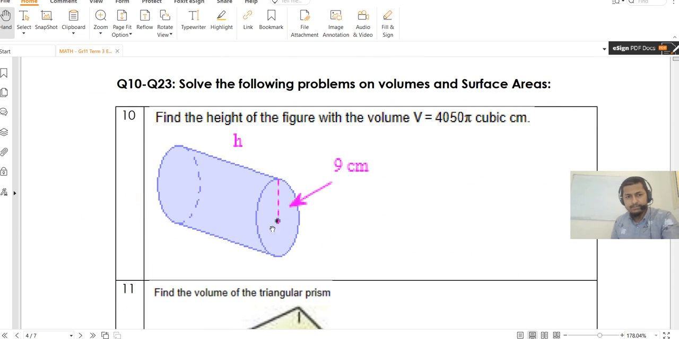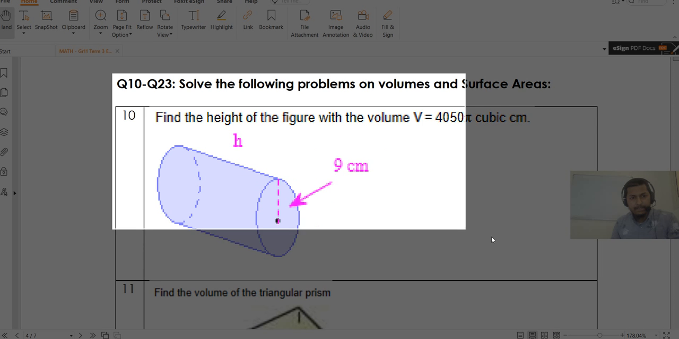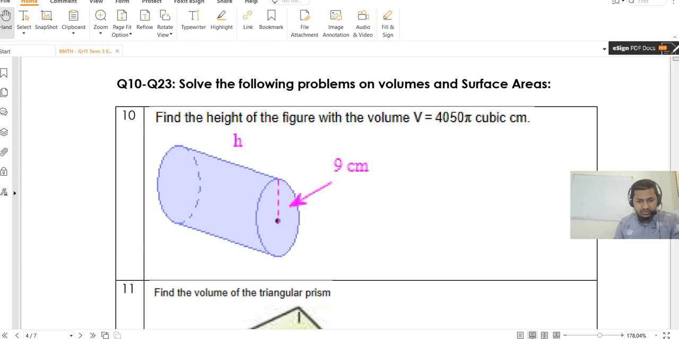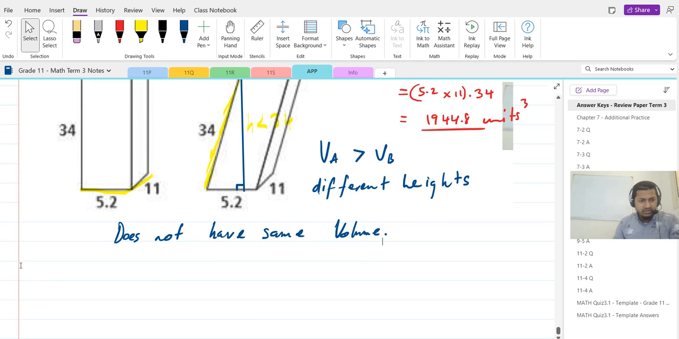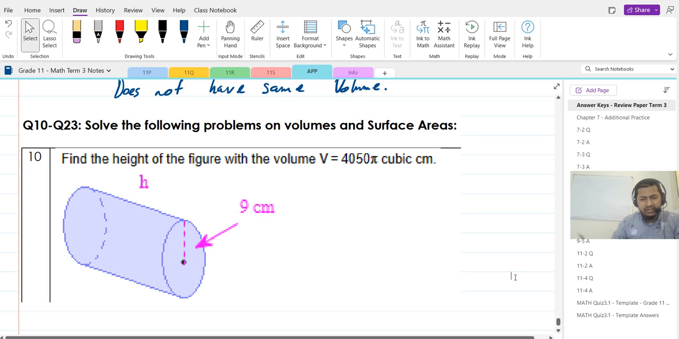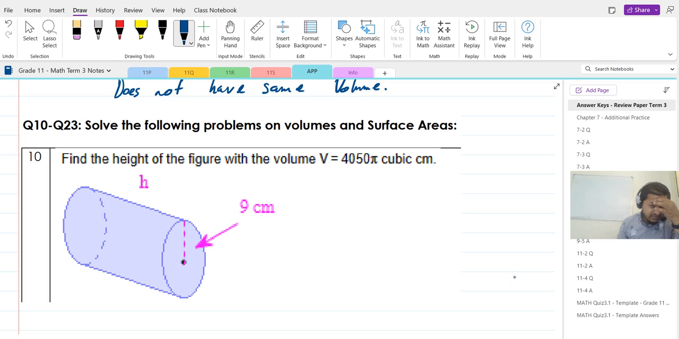Question 10. Right, so we're calculating volumes and, you know, surface areas and stuff. So let's look at cylinders and prisms. Find the height of the figure with volume. We already have a volume. So what is the volume of a cylinder? Volume of cylinder is pi r squared times height, because area of base is a cross-sectional area, which is a circle. Pi r squared times height.